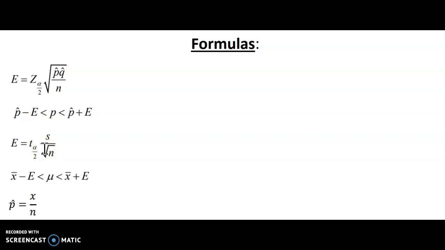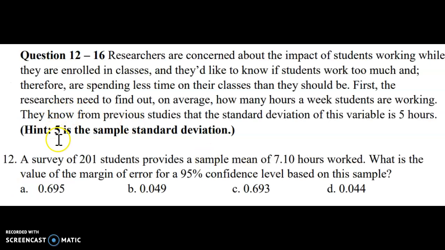Now, based on the information they gave us, they said 5 is the sample standard deviation. So if they're giving us the sample standard deviation, that means we don't know what the population standard deviation is. The population standard deviation is sigma. So basically what they're saying is we don't know what sigma is, which means we have to use the margin of error with the t-score instead.